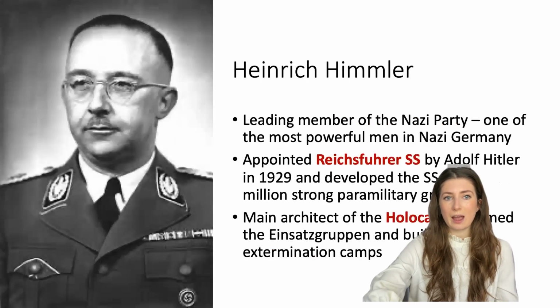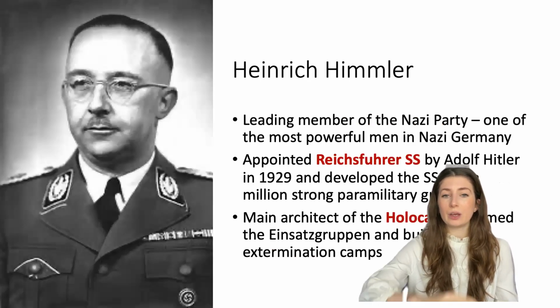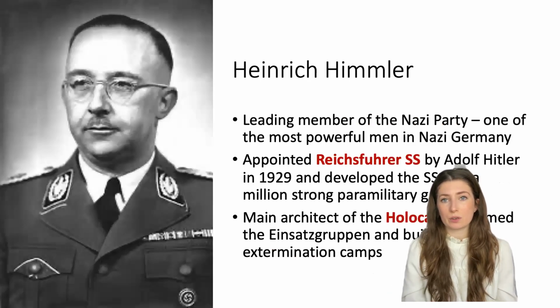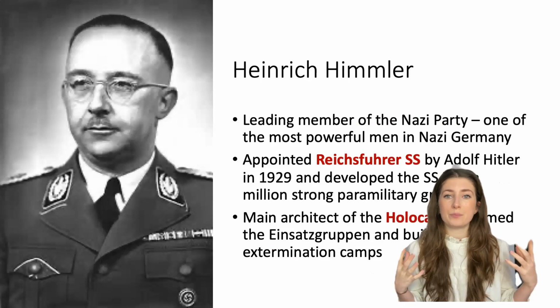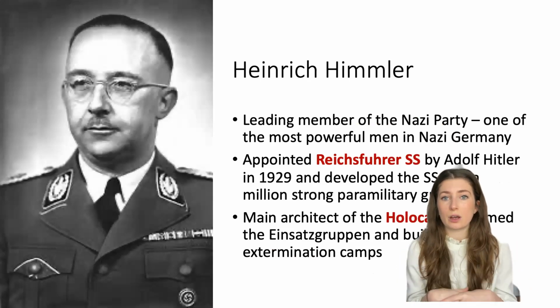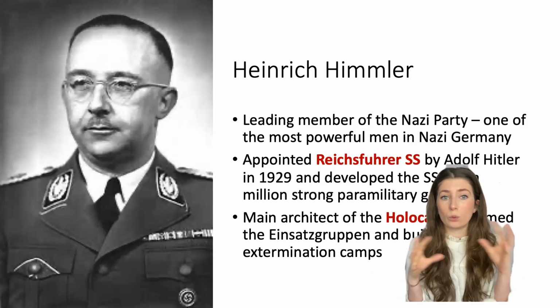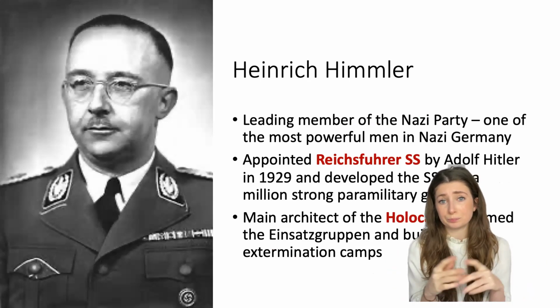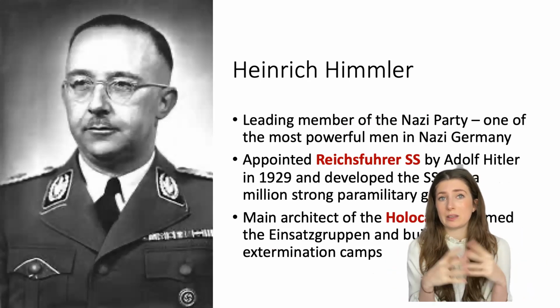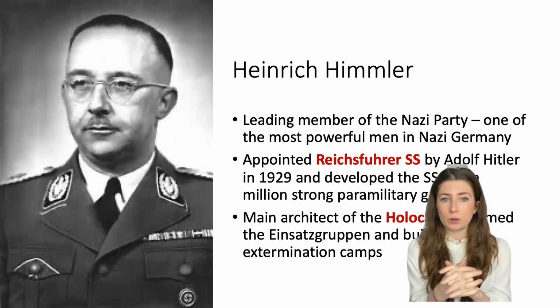Okay, now we have Himmler. So Himmler, a leading member of the Nazi Party and arguably one of the most powerful people in the whole of Germany under Hitler. He is made the Reichsführer of the SS by Adolf Hitler in 1929, and he combines the SS, the SD, the Gestapo all into one body under his control, making him arguably the head of the most powerful police state in Europe.